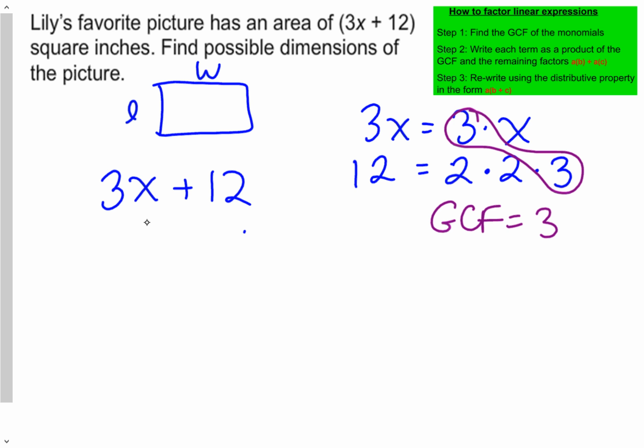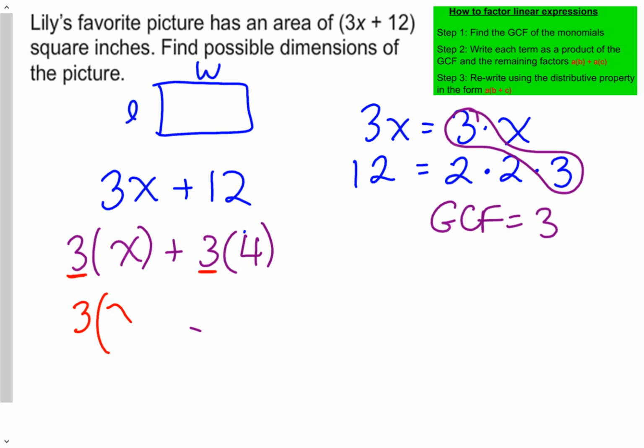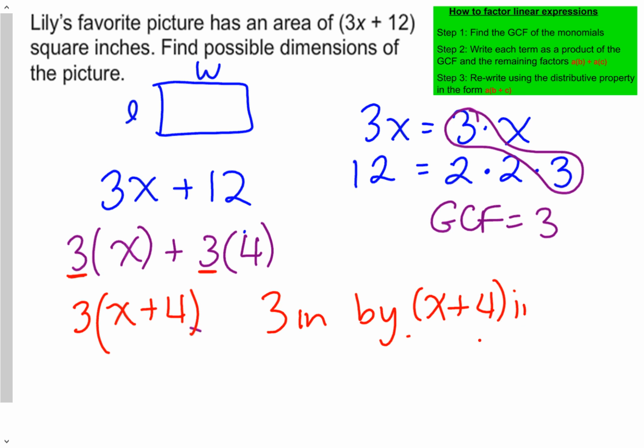So let's rewrite 3x as the greatest common factor 3 and whatever's left over. So if I took out the 3, I'd be left with x. And then here, same thing, the 12, if I took out the 3, I'd be left with 2 times 2, and that equals 4. So now I want to rewrite this using the distributive property. So our common factor was 3. Let's pull that outside. And we're left with x plus 4. So the possible dimensions are 3 inches by x plus 4 inches.